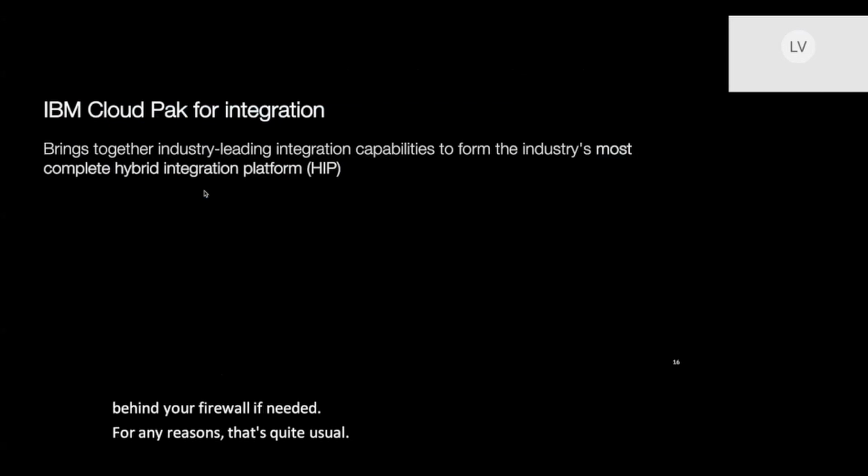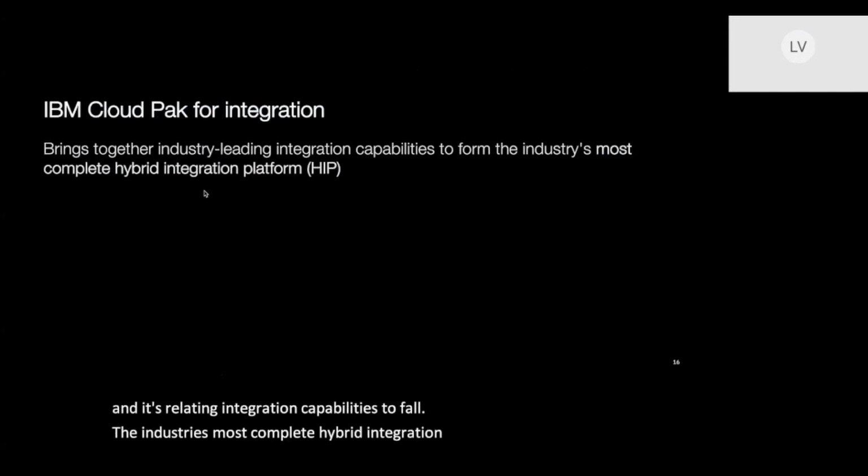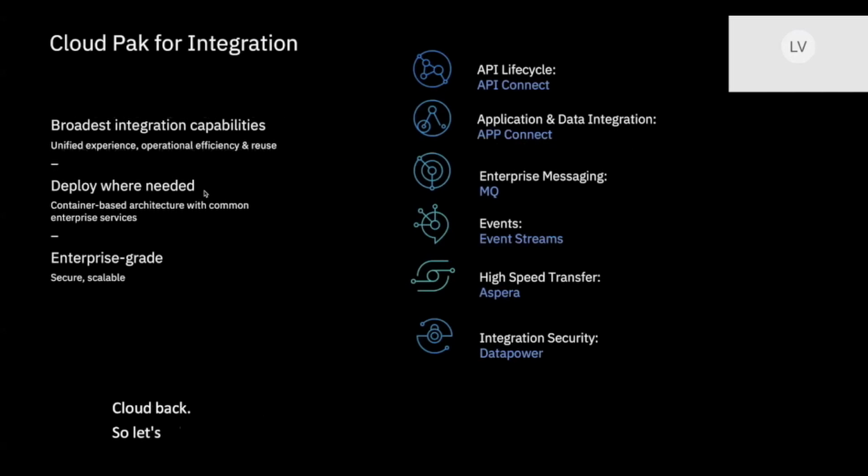Let's talk about IBM Cloud Pak for Integration and the capabilities behind this. As you can read, this brings together industry-leading integration capabilities to form the industry's most complete hybrid integration platform. For each component you will review, IBM is a leader. I mean, with Cloud Pak for integration, we have the best in terms of integration in one Cloud Pak. So let's review quickly the different components. I will give you more detail on each of them in a few minutes.